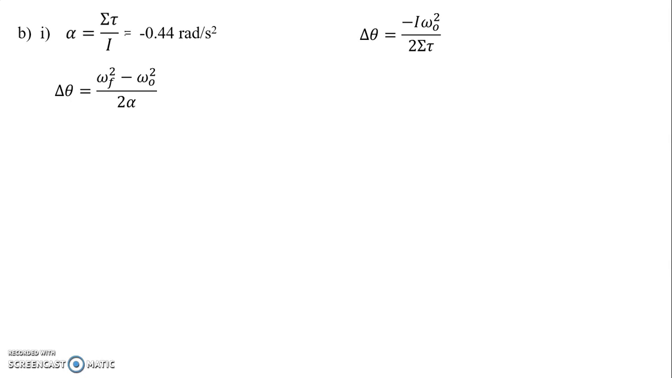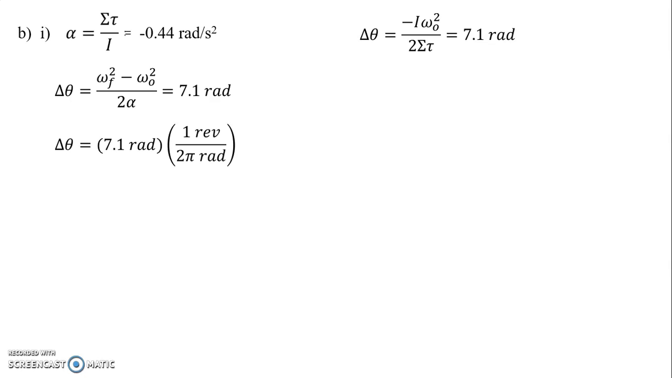Through either approach, you're going to find delta theta at 7.1 radians, which of course is not the answer, because our answer has to be in revolutions. And then it's just a matter of doing a unit conversion. We convert it using 1 revolution for 2 pi radians, you should be getting the 1.1 revolutions.